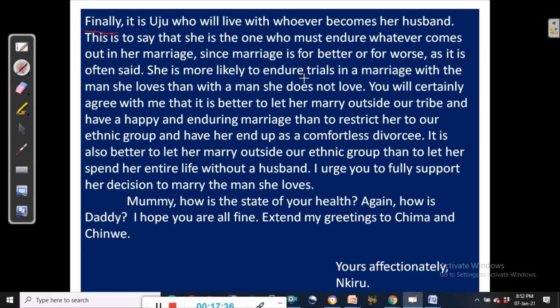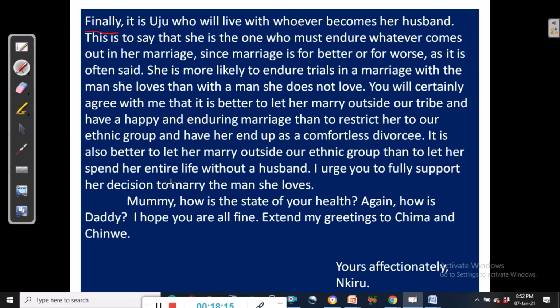She is more likely to endure trials in a marriage with the man she loves than with a man she does not love. You will certainly agree with me that it is better to let her marry outside her tribe and have a happy and enduring marriage than to restrict her to her ethnic group and have her end up as a comfortless divorcee. It is also better to let her marry outside her ethnic group than to let her spend her entire life without a husband. I urge you to fully support her decision to marry the man she loves.